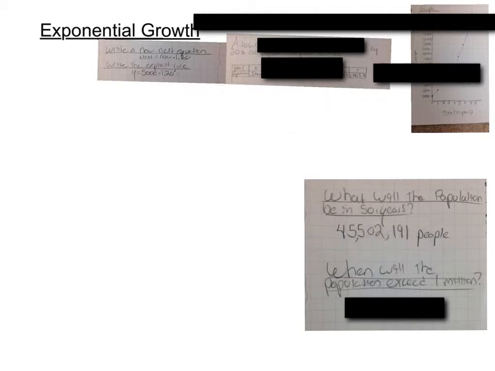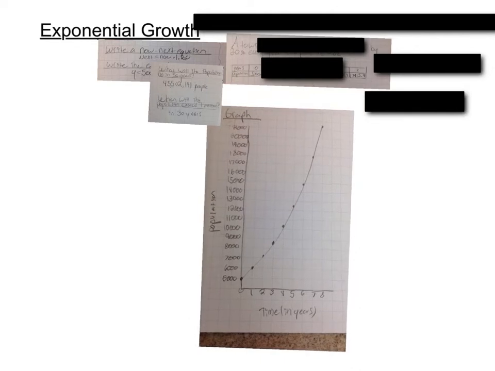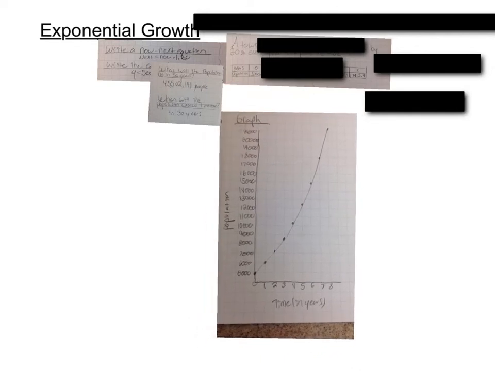So what will the population be in 50 years? In 50 years, the population is going to be 45,502,191 people, and you just need to plug this into your equation to figure out your answer. You also need to plug these numbers into your equation to figure out when the population will exceed 1 million, and that will be in 30 years. After you complete all this, you should graph these equations, and your graph should look like this. As you can see, it curves, which means it is exponential.